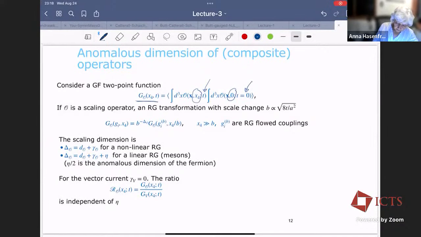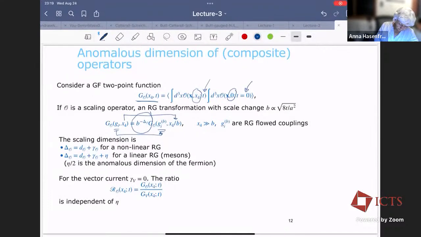Now, if I do an RG transformation with scale change b, which is proportional to the square root of the flow time t, the RG equation is well known. The couplings change from the original coupling to the flowed coupling, x4 decreases by a factor of b, that's the rescaling, and we pick up a scale factor b to the minus delta, where delta is the scaling dimension of the operator O.